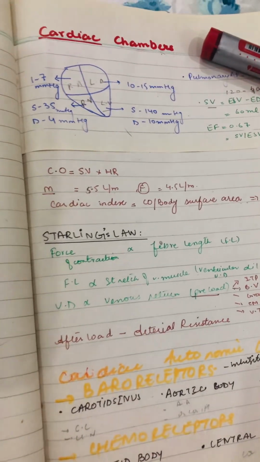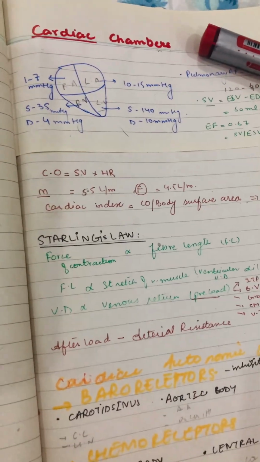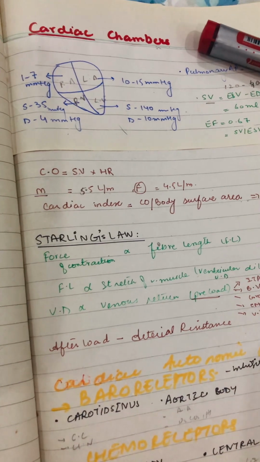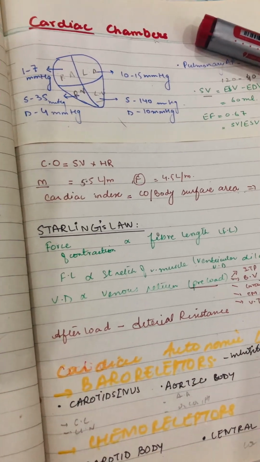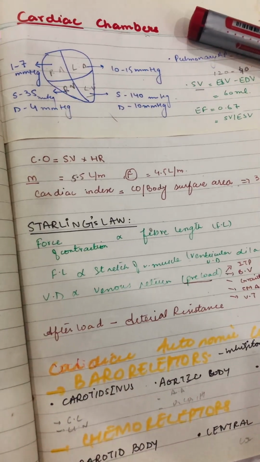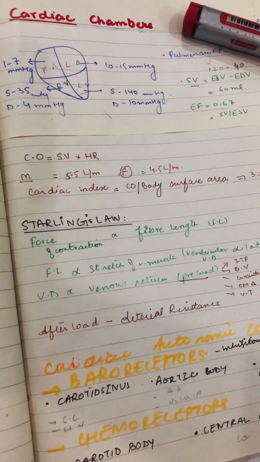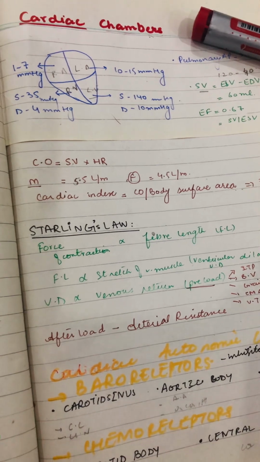Hello everyone. So today we will be discussing the cardiac chambers and the physiology related to that. So we all know that there are four chambers of the heart, that is the right and left atria and right and left ventricle. So the pressure of the right atrium is 1 to 7 millimeter of mercury.